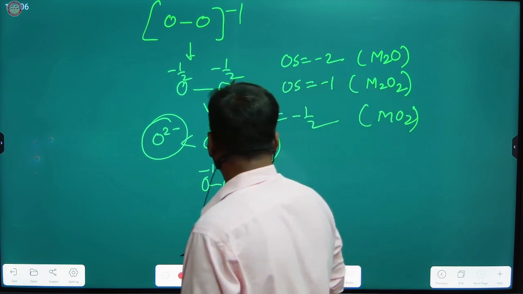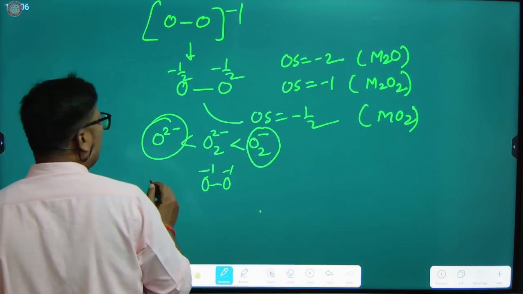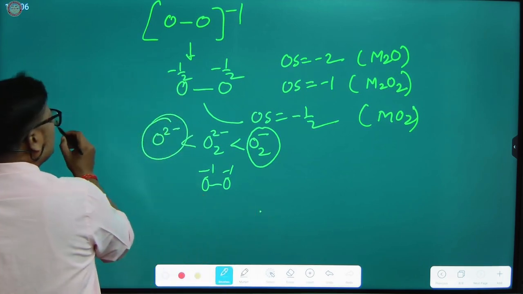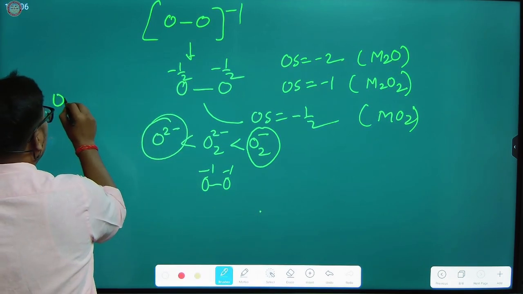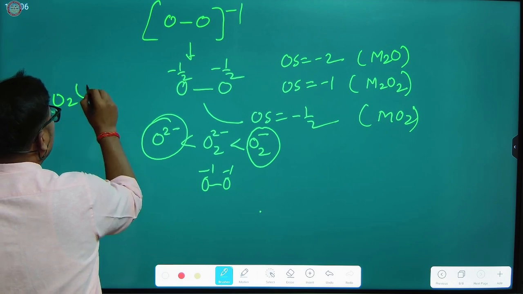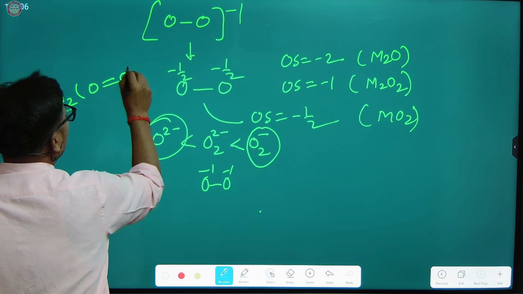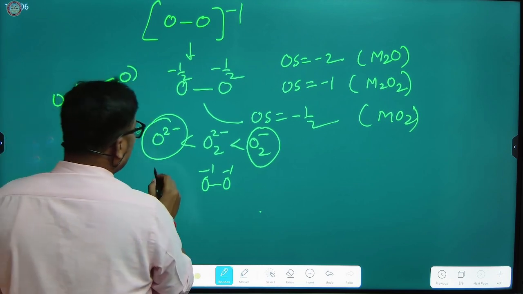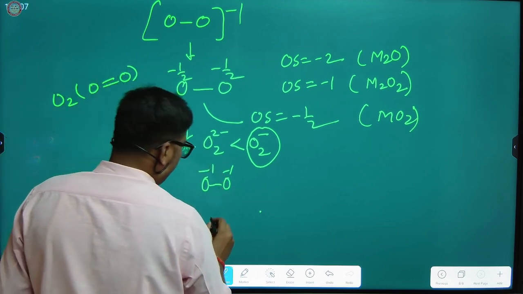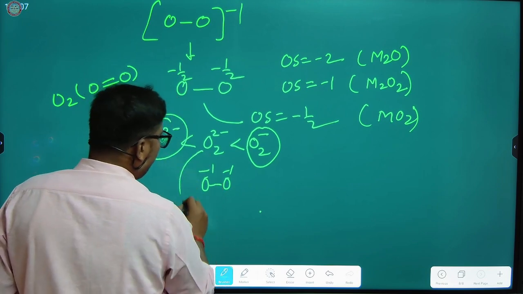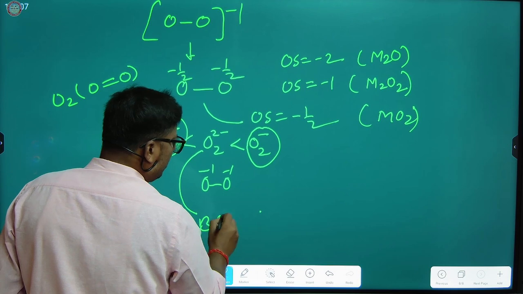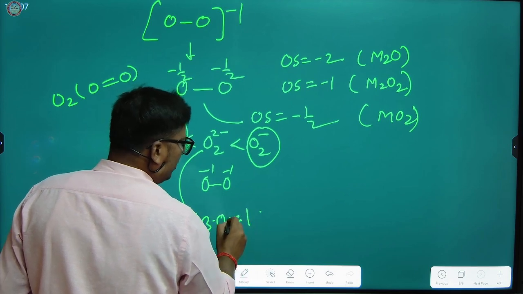And what about the bond order? In the case of oxygen O2, the bond order is 2. It means O double bond O, right? So in the case of peroxide, the bond order is equal to 1, right?